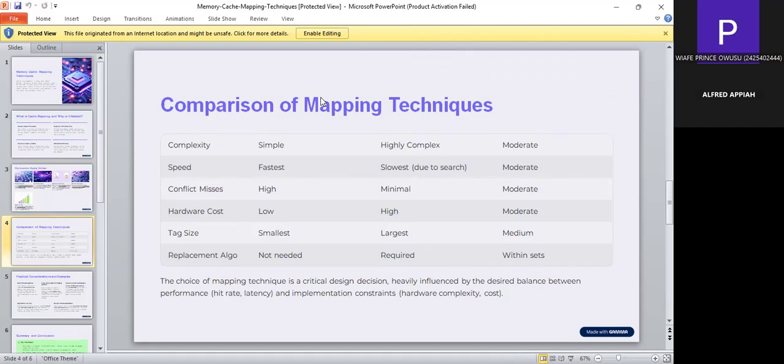So let's move on. The choice of mapping technique is a critical design decision, heavily influenced by the desired balance between performance, that is the hit rate and the latency, and implementation constraints. So that's the hardware complexity and the cost.